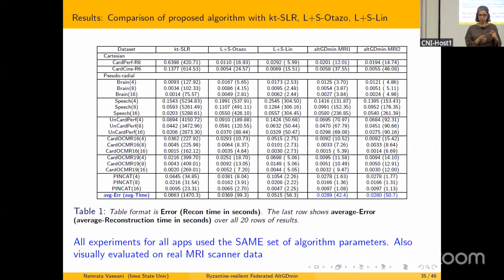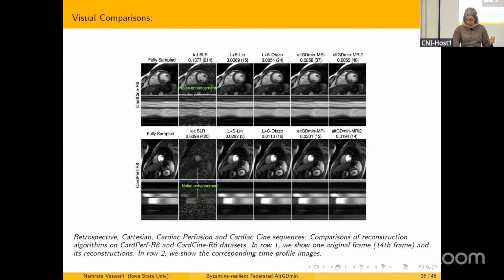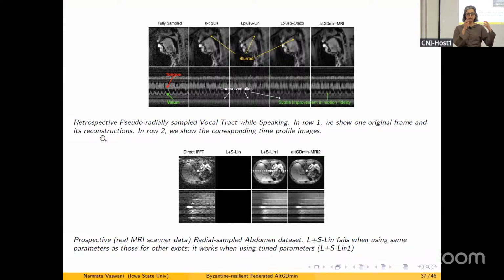If you did your experiment so that you used one set of parameters for all brain, cardiac perfusion, abdomen, there's lots of kinds of imaging, what you gain is in average error and also speed. Visuals I'll skip because I need to really zoom in to see anything. But the point is this has been done with an MRI collaborator on retrospective and prospective data, all with the same set of parameters.